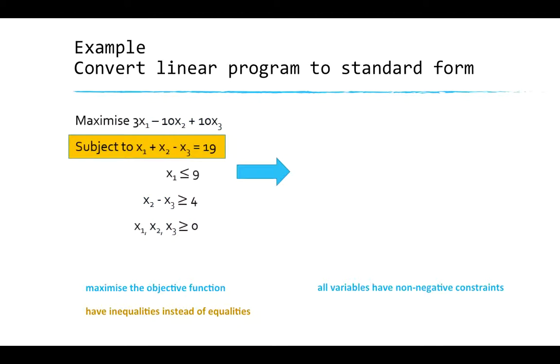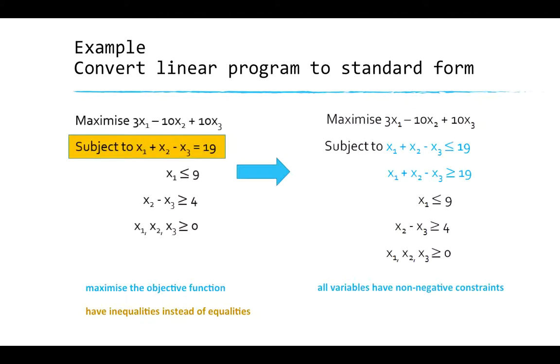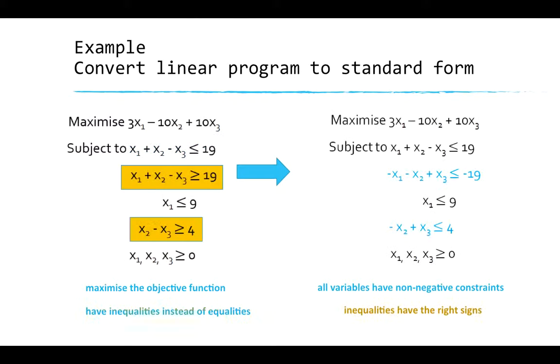We must ensure we have inequalities instead of equalities. To solve this, we rewrite the equality as two inequalities. We must also ensure that inequalities have the right signs. Basic variables should be less than or equal to the constraint. If not, invert the signs of each variable and change the sign. This is now in standard form.